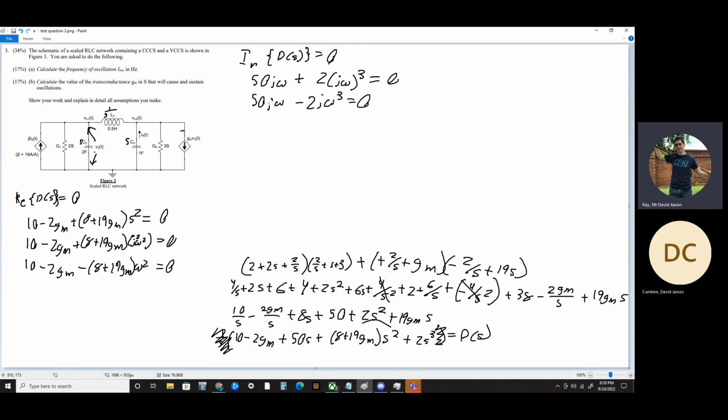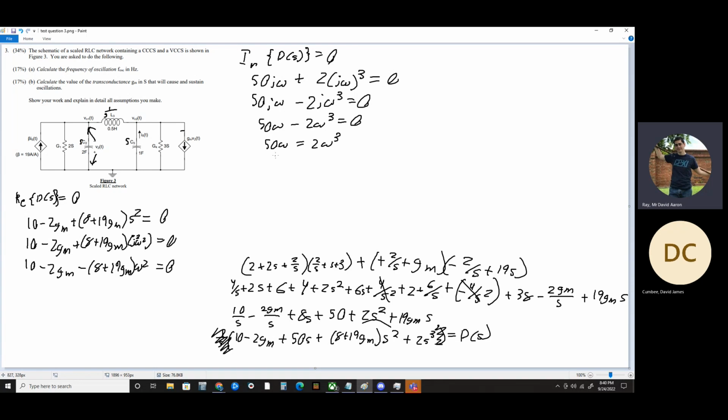And then you can pretty much take out the j. You can divide both sides by j. And then that's 50 omega minus 2 omega cubed equals 0. Then move the 2 omega cubed to the other side. And then you got 50 omega equals 2 omega cubed.